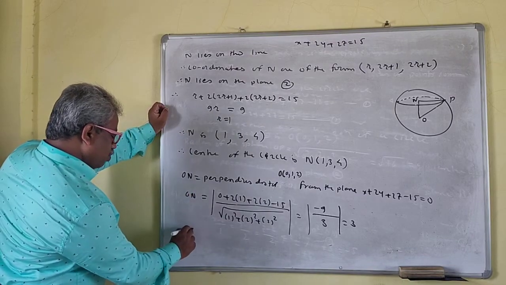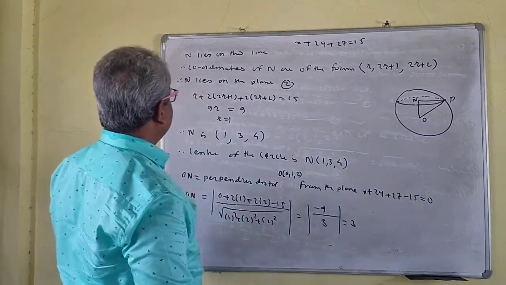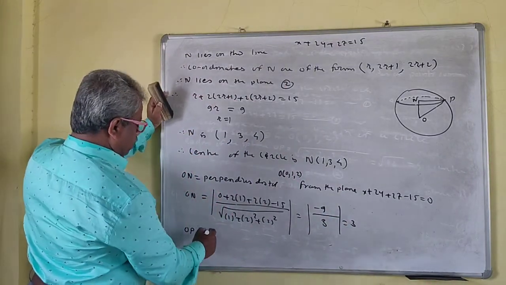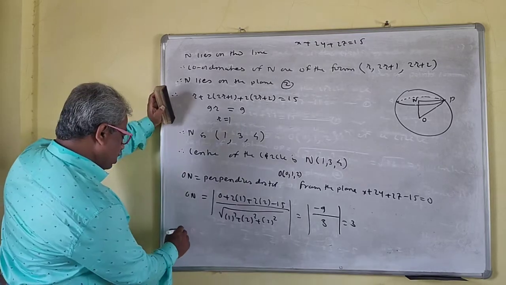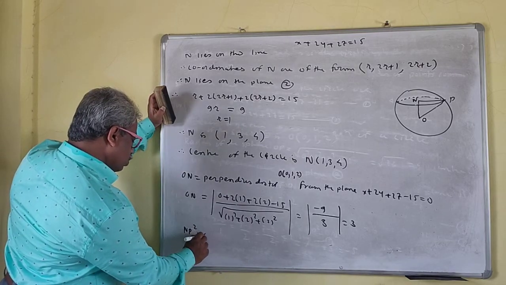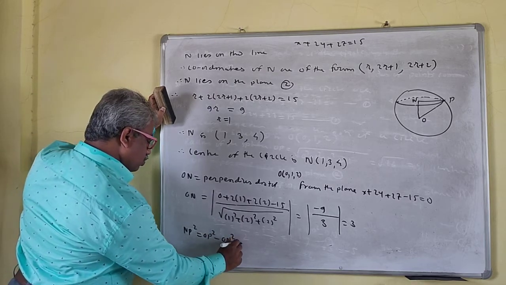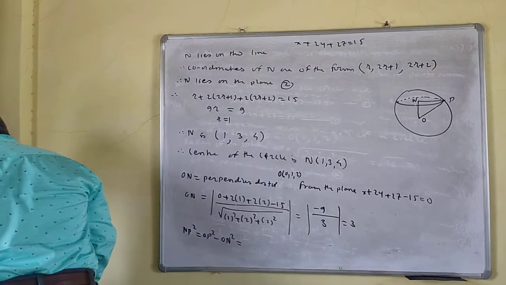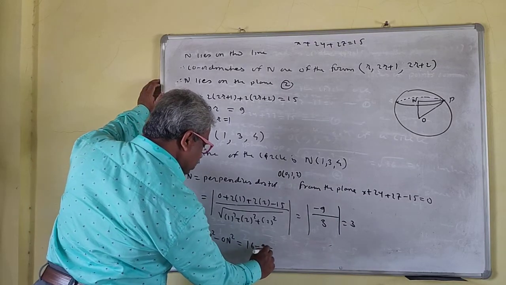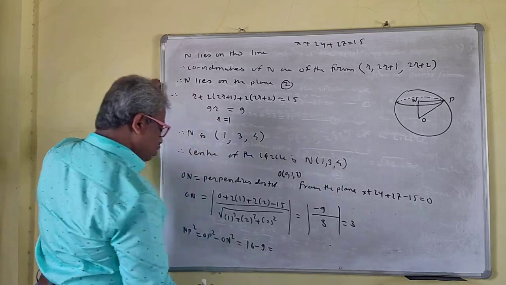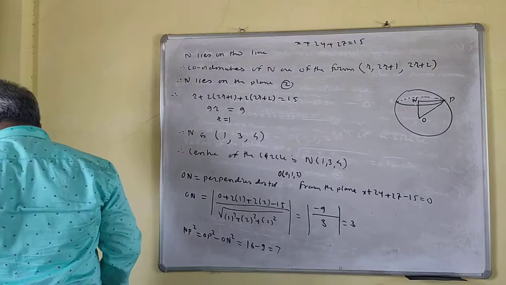Okay. So therefore OP, NP you want. OP is the radius. You got the radius. So OP you have, no problem for this one. NP square is OP square minus ON square. So what is your OP? You got the radius, that is 4. So this is 16 minus 9, which is equal to 7.